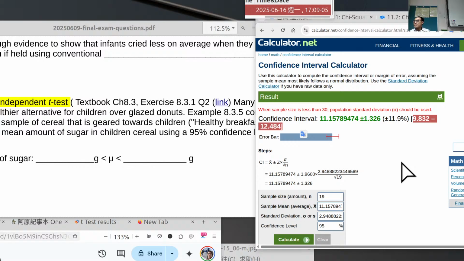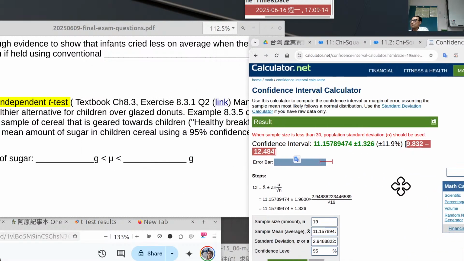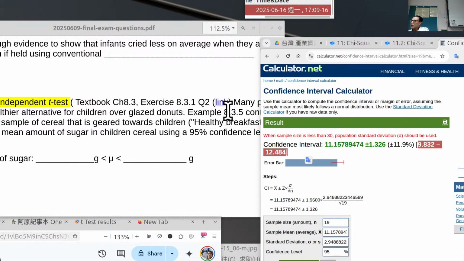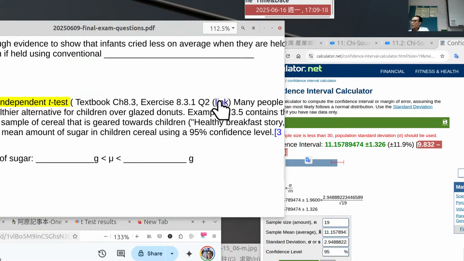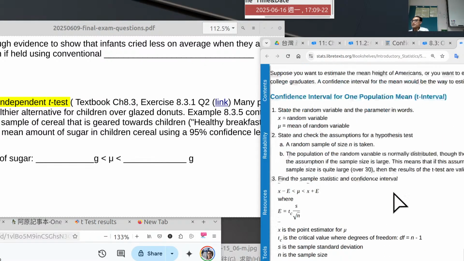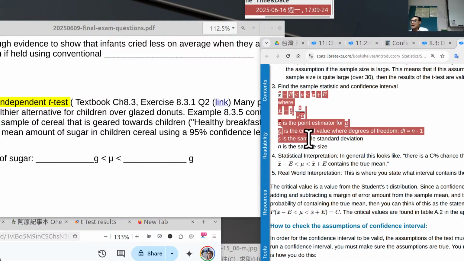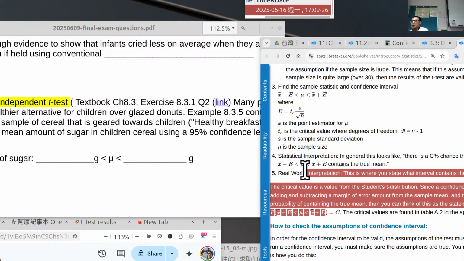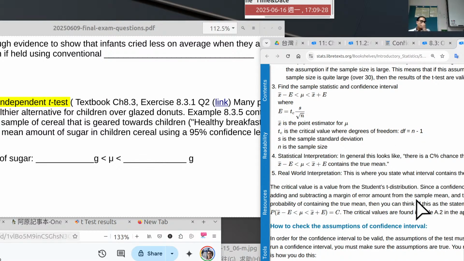Is it okay for everyone? Sure, if you have time, you can calculate by yourself, like this one, right? You can use the formula here, and you will get the range. Okay, 1 minute, then we will move to question number 6.